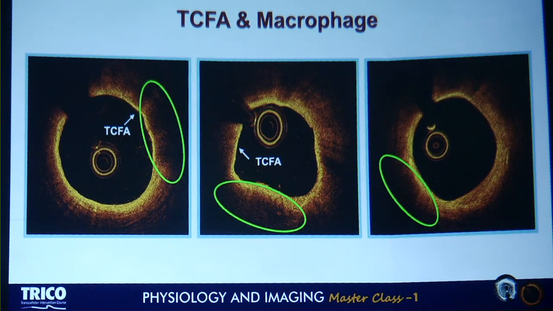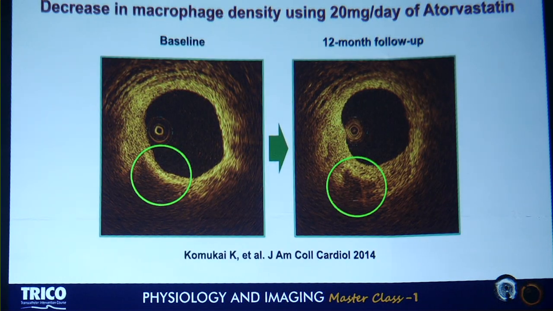Usually it is an association, but many times in a very complex mixed plaque, you can see macrophage in the fibrous and calcified areas also. This is what Abhiram spoke about in his speech. Decrease in the macrophage density using atorvastatin. This was a Japanese study, which was published way back in 2014. They have shown that after treating for 1 year with atorvastatin 20 milligram, the same segment macrophage size reduced. And even the cap has also thickened and the plaque has become pretty stable.